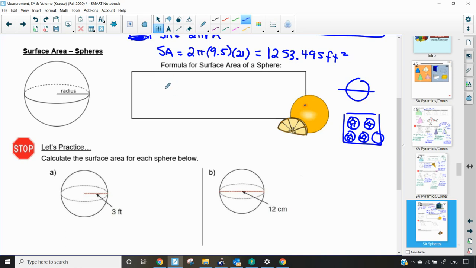Now, my formula then is 4 pi r squared, because the surface area would be represented by those orange peels, and that surface area filled 4 circles. The area of a circle is pi r squared, so 4 circles would be 4 pi r squared. This is a formula I have had memorized for a long time because I just think about oranges and 4 circles, and I know that the formula is 4 pi r squared.